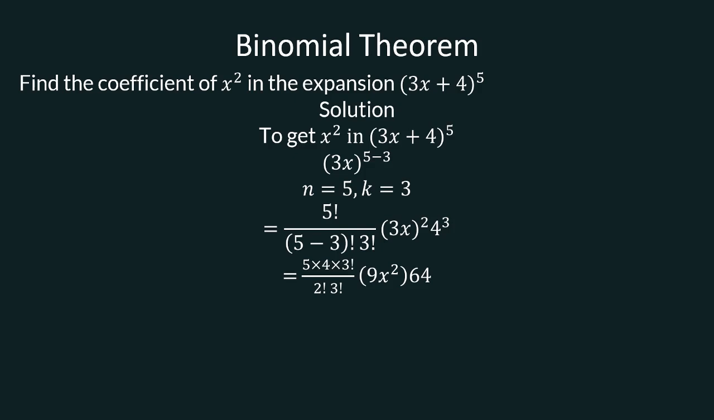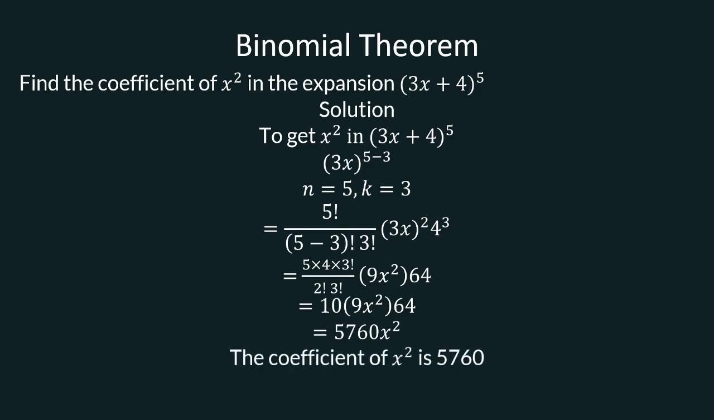So when you expand further, 3 factorial cancels out 3 factorial, and 2 factorial is just 2. So 5 times 4, which is 20, divided by 2 gives us 10. So you have 10 times 9x squared times 64, and that gives us 5,760 x squared.